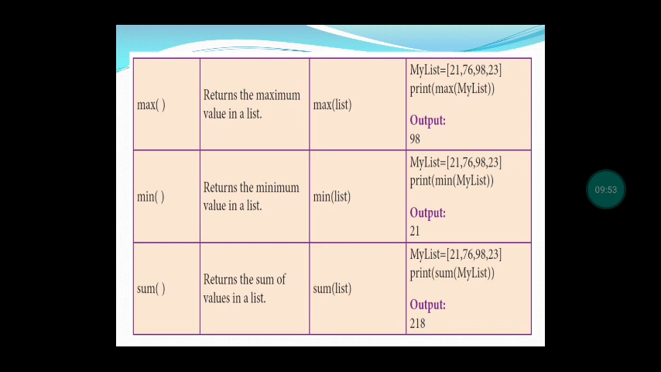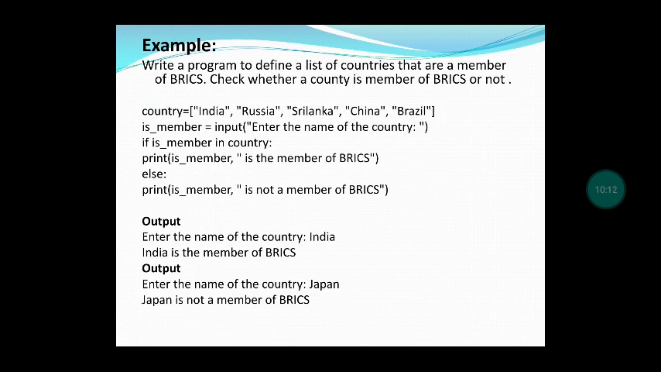Next is sum. The sum function returns the sum of the values, that is 21, 76, 98 and 23 will be added together and we are getting the output as 218. So in this way we are using the sum function in Python. Let us see some other examples in Python.